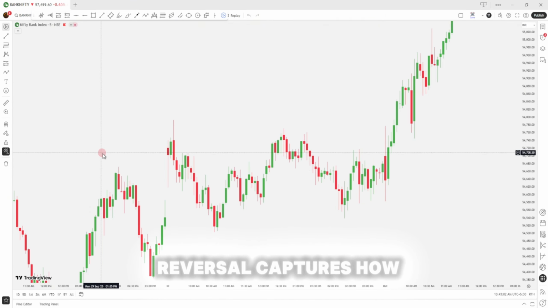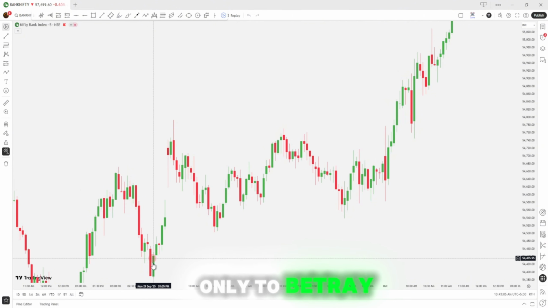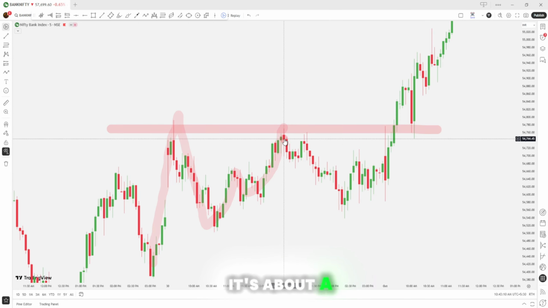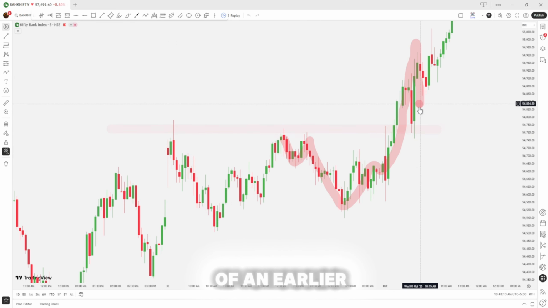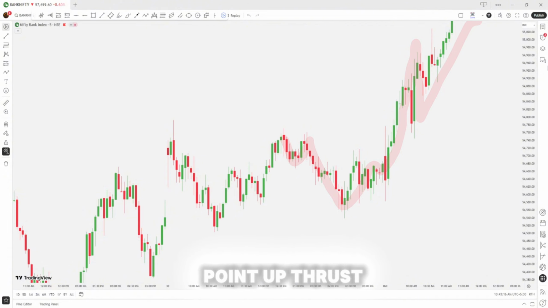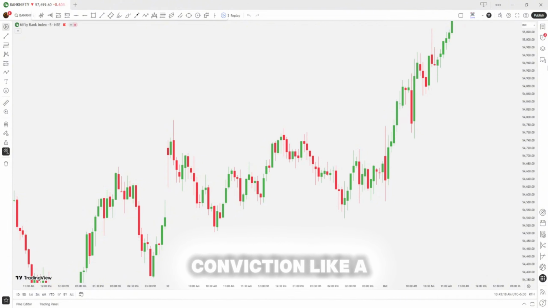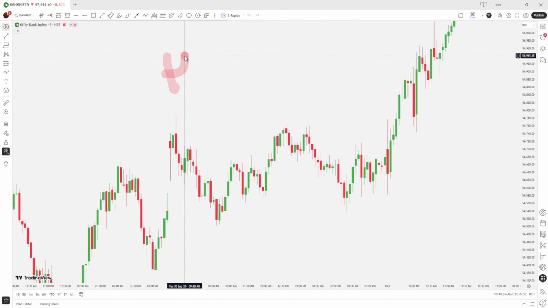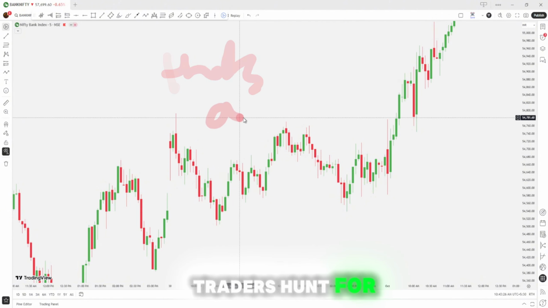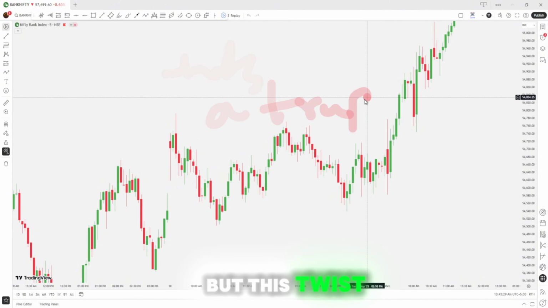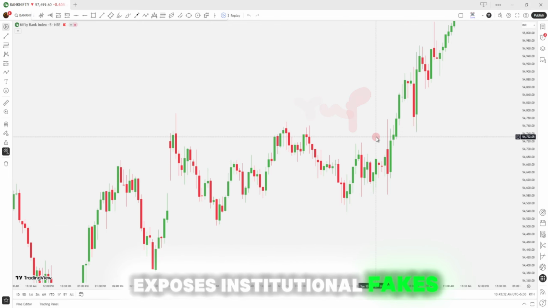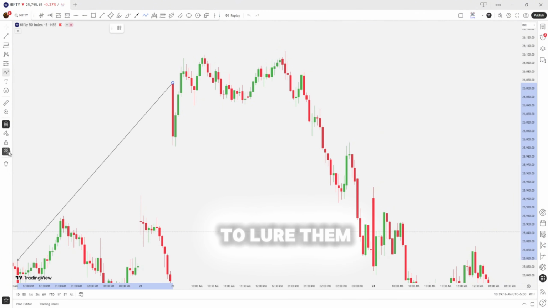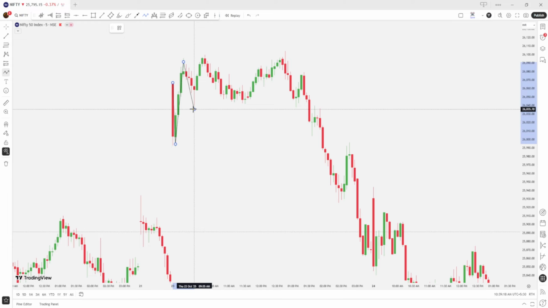The false echo reversal captures how price mimics a prior move only to betray it, creating a mirror image fakeout that reverses into the true direction. At heart, it's about a candle or range echoing the shape of an earlier swing, say a 100-point upthrust, but with inverted conviction, like a smaller body and exaggerated wick, signaling the echo is false. Why underrated? Traders hunt for exact repetitions, but this twist, the false mirror, exposes institutional feints, where smart money echoes retail expectations to lure them in, then pulls the rug.